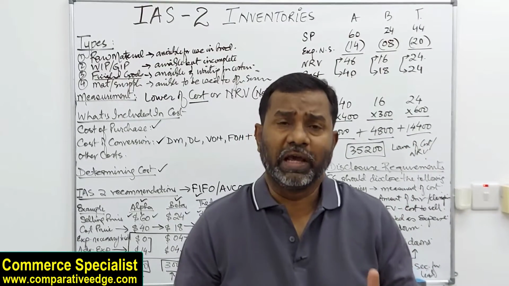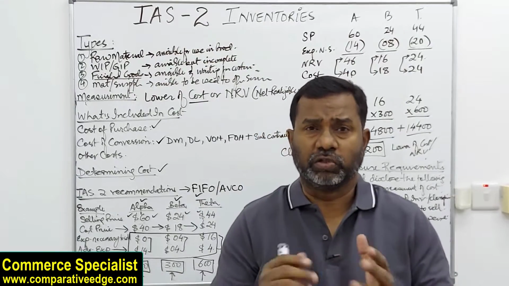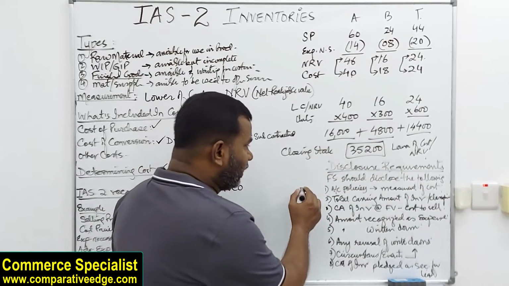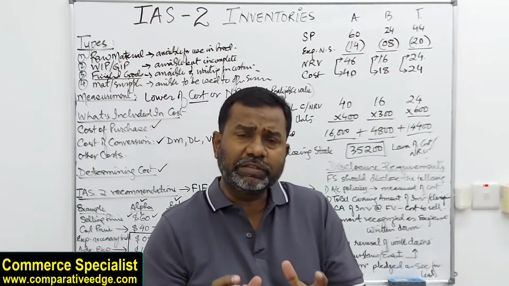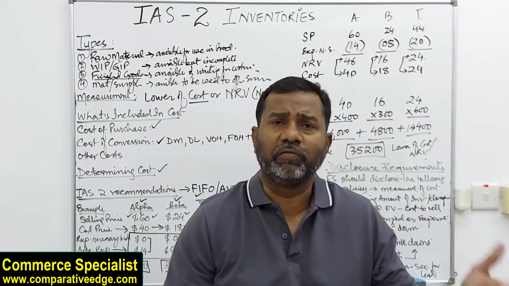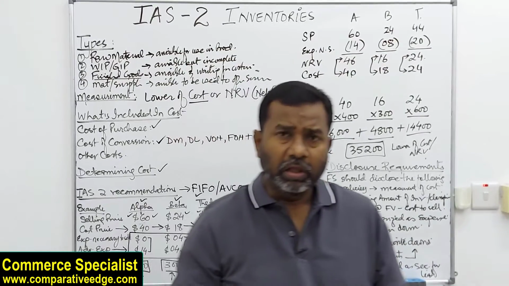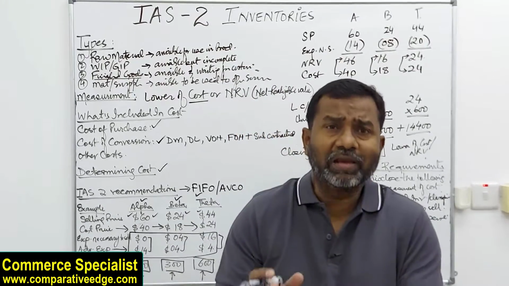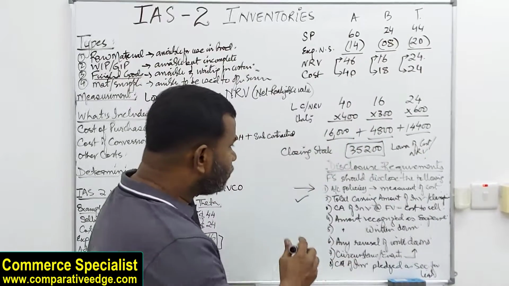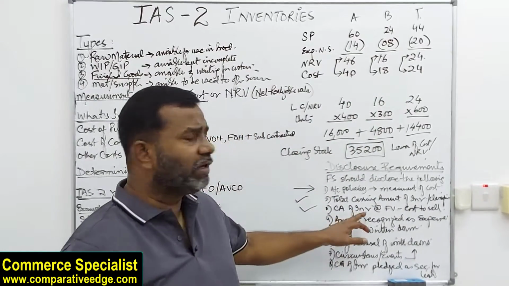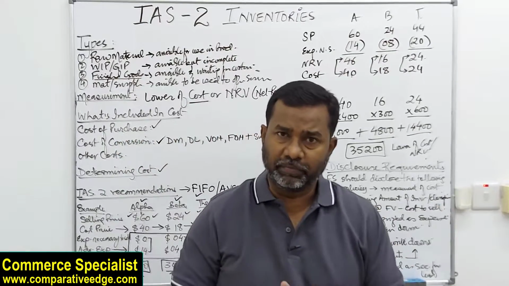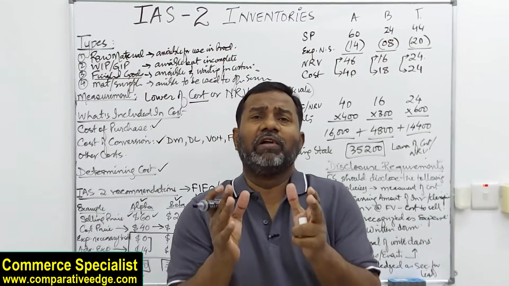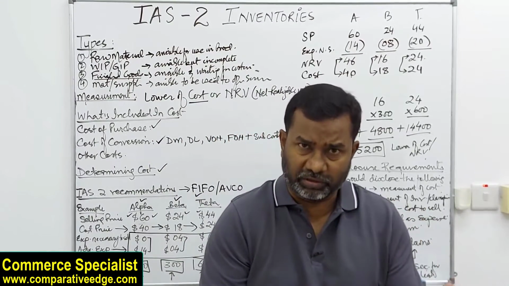Now the next important point in IAS 2 Inventories is the disclosure requirements. Financial statements should disclose the following. Number one, the accounting policies used to measure the cost of inventory. Number two, financial statements should also show the total carrying amount of inventory and its classifications. Financial statements should also show the carrying amount of inventory at fair value minus cost to sell. Financial statements should also show the amount of inventory recognized as expense during the year.